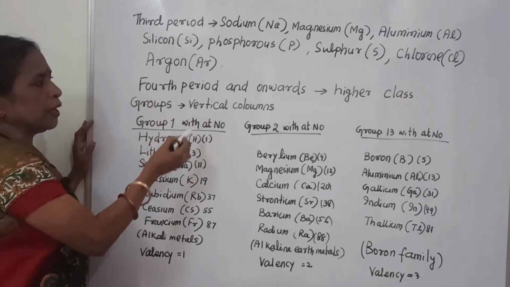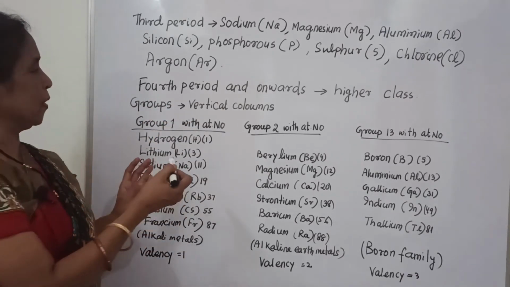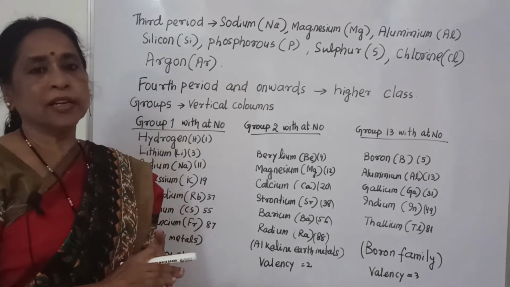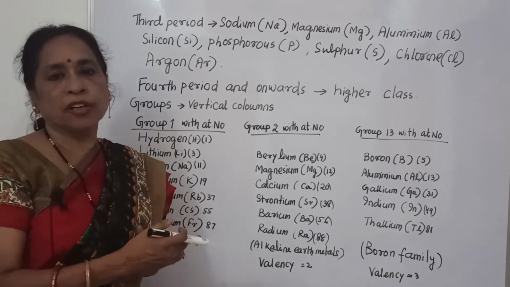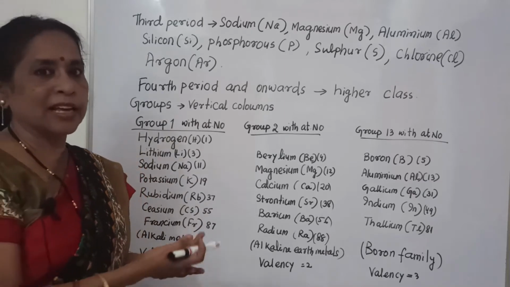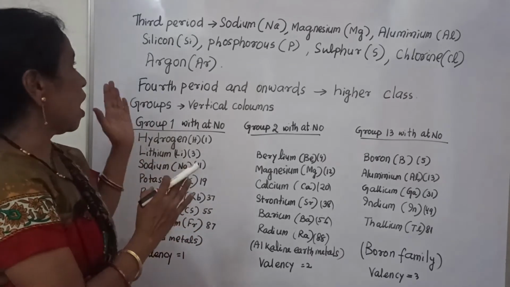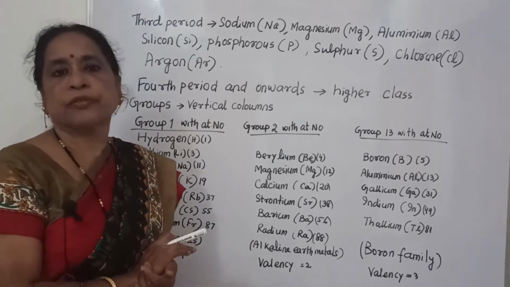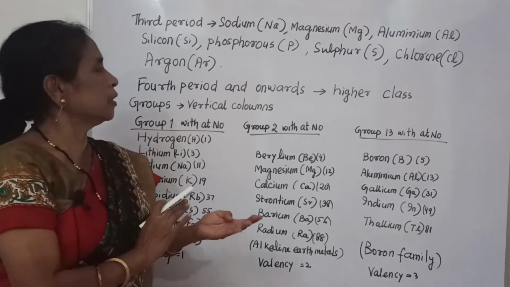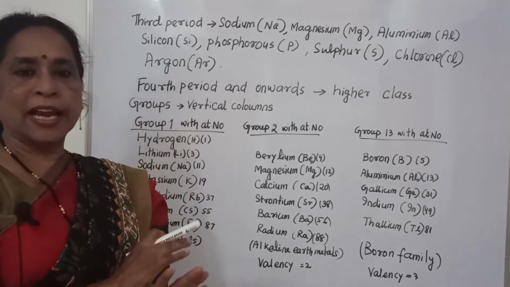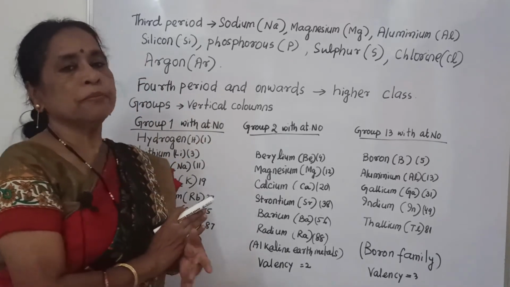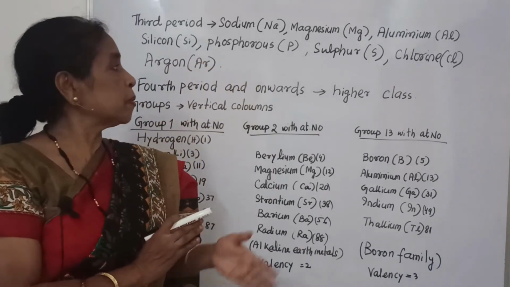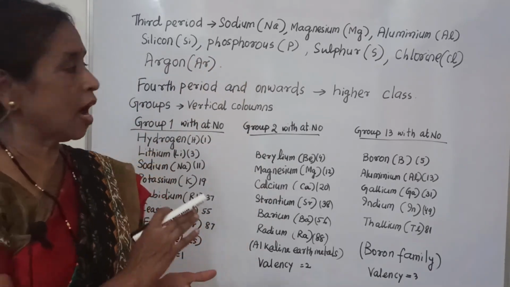Now, fourth period and onwards, what are the periods remaining? Fourth, fifth, sixth, seventh. These periods you will learn in higher classes, that is 10th and also 11th class. So up to the third period is sufficient for 9th class students. So again remember the third period elements: 8 elements: sodium, magnesium, aluminium, silicon, phosphorus, sulfur, chlorine, argon.